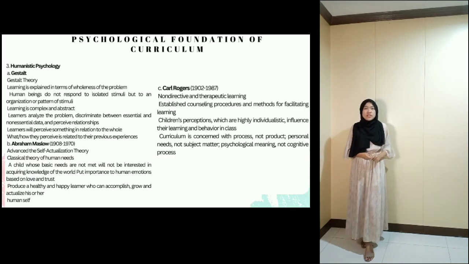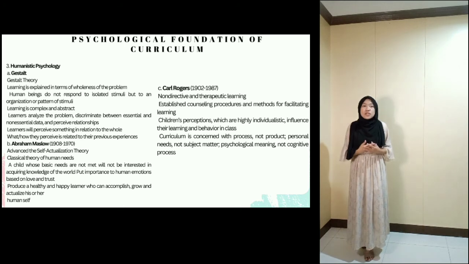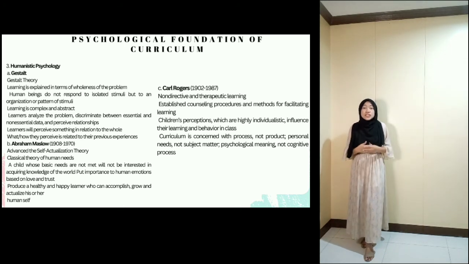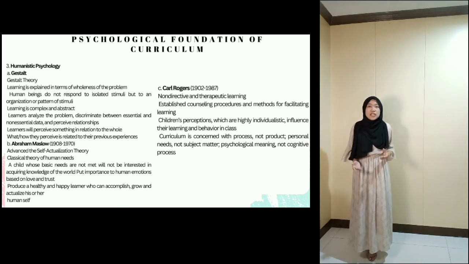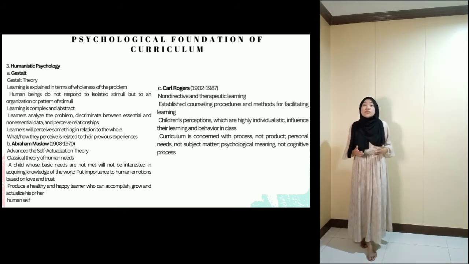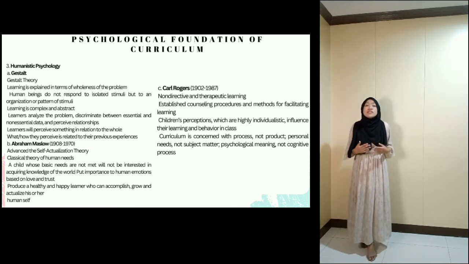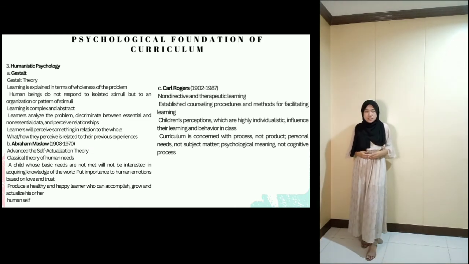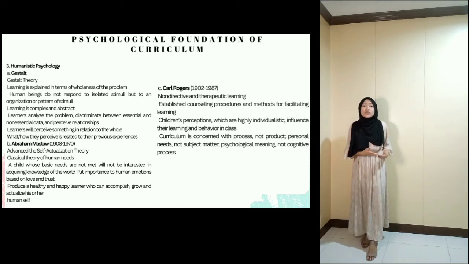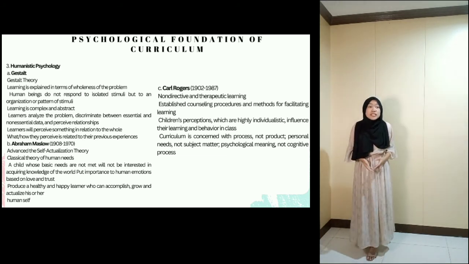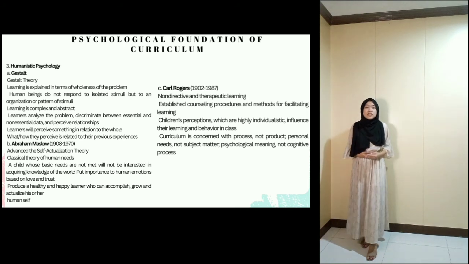The last one is Carl Rogers, 1902 to 1987. Non-directive or therapeutic learning. In this learning, established counseling procedures and methods are used for facilitating learning. Children's perceptions, which are highly individualistic, influence their learning and behavior in class. Curriculum is concerned with process, not product. Personal needs, not subject matter. Psychological meaning, not cognitive process.